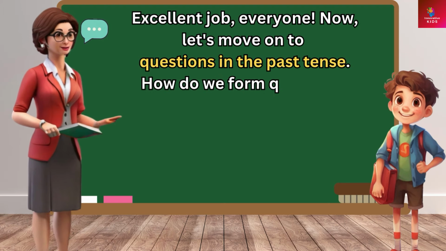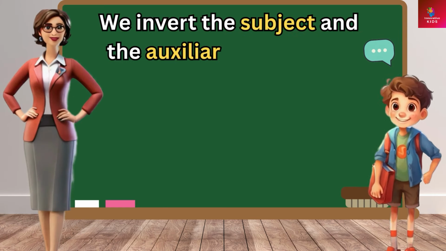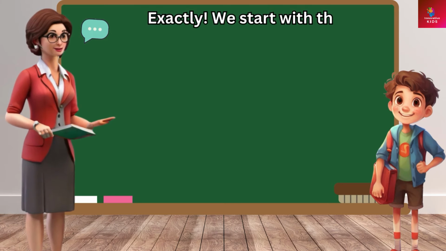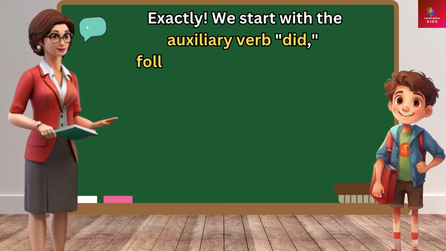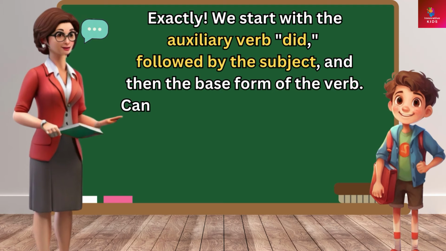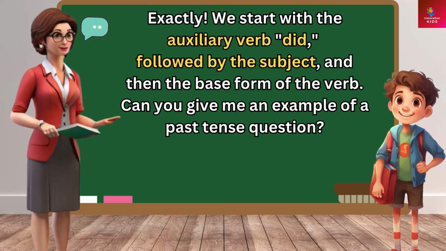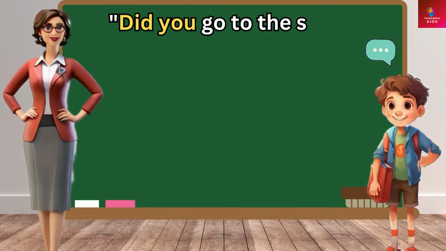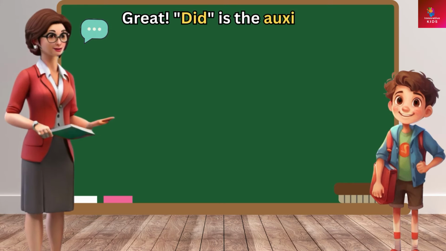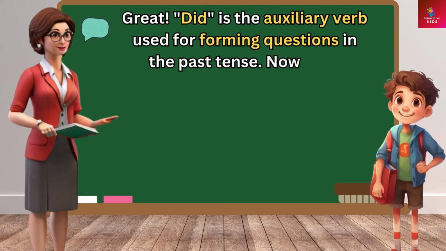How do we form questions? We invert the subject and the auxiliary verb did. Exactly. We start with the auxiliary verb did, followed by the subject, and then the base form of the verb. Can you give me an example of a past tense question? Did you go to the store yesterday? Great. Did is the auxiliary verb used for forming questions in the past tense.